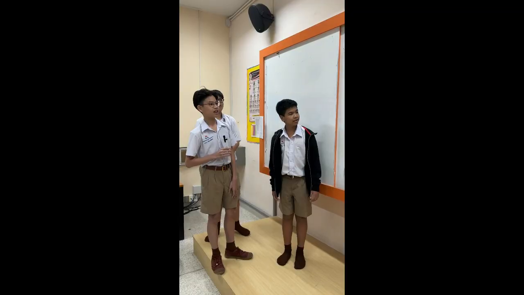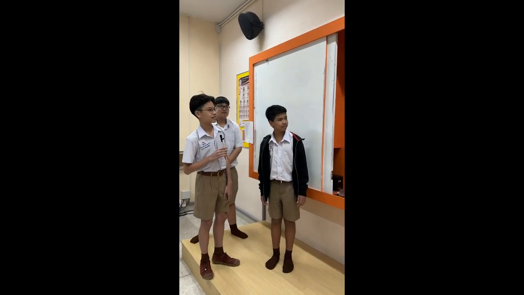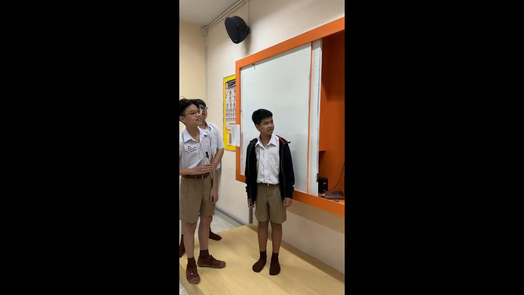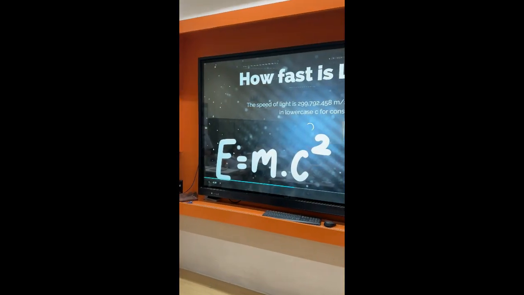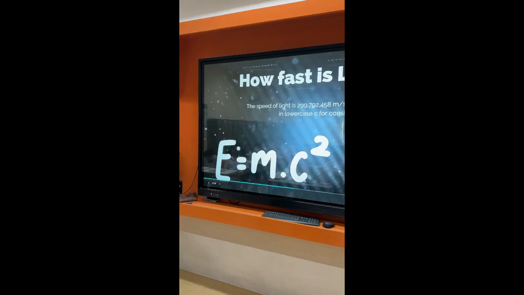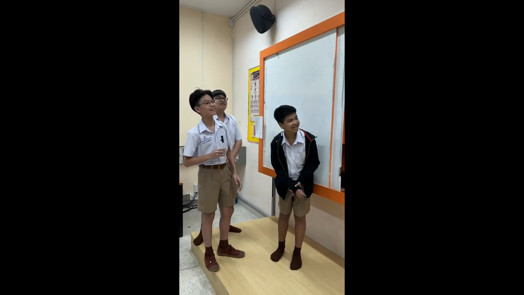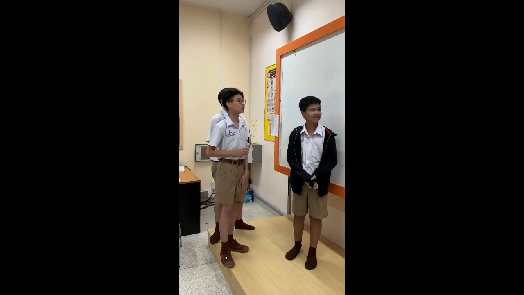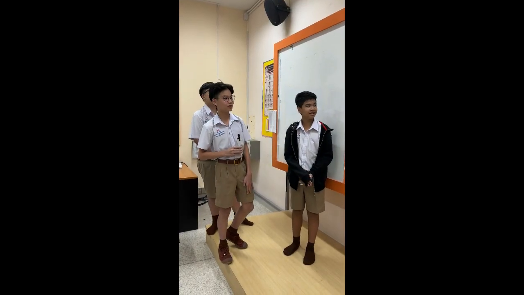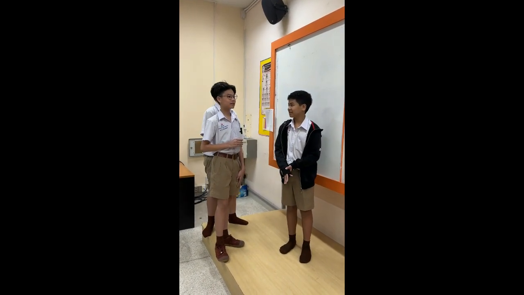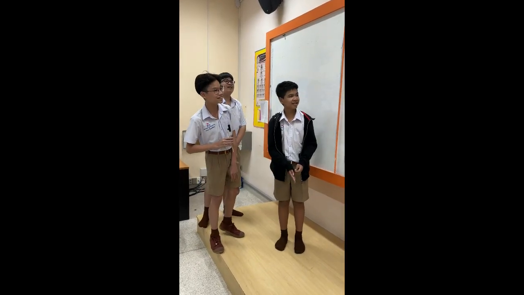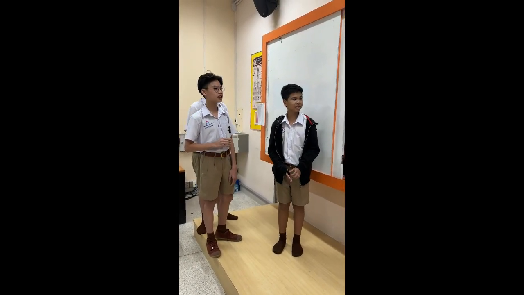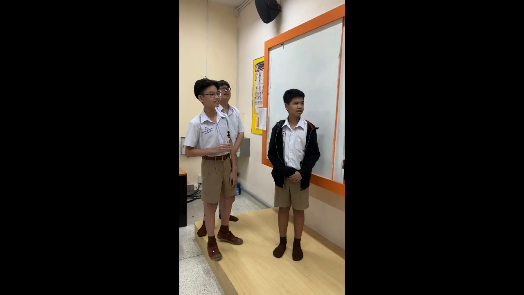How fast is light? The speed of light is 299,792,458 meters per second. It is usually written as lowercase c, for constant c.